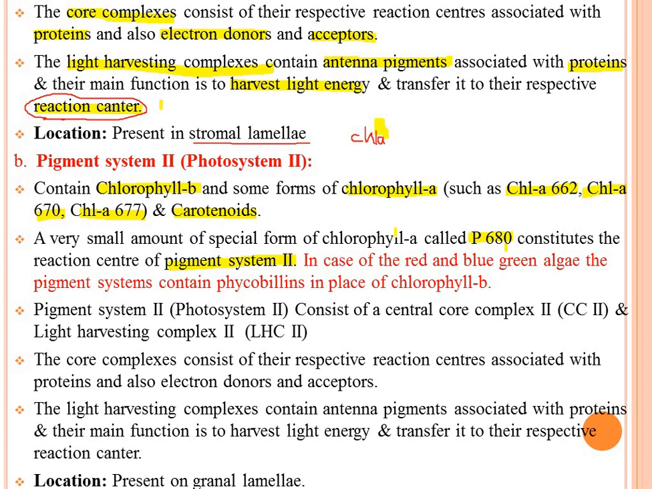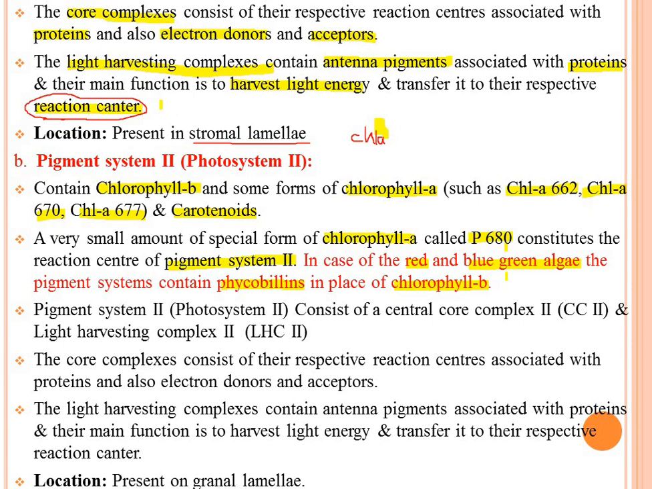It is designated as P700, that is the main reaction center, while here P680, this form of chlorophyll A, is the main reaction center. In red and blue-green algae, the pigment system contains phycobilins in place of chlorophyll B. Red and blue-green algae are actually lower cryptogams. It means chlorophyll B is absent in red and blue-green algae.